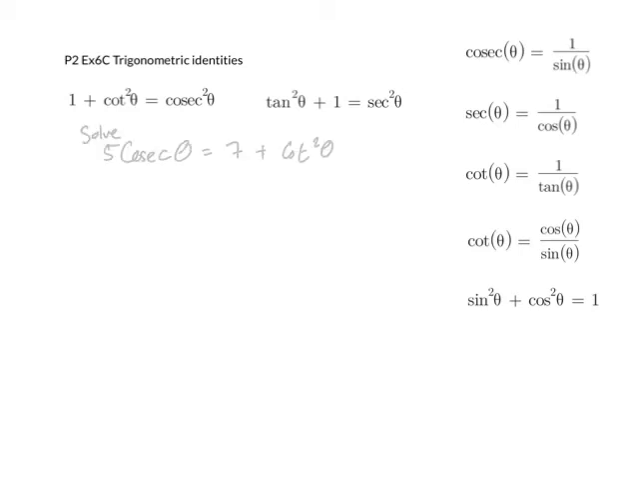Okay, final example. This is a quadratic trig question in disguise. First thing you've got to notice is that cosec and cot are both in the same identity. What you're going to do is change the squared term into cosec squared, and that's going to give us a quadratic in cosec. We will then solve for cosec by factorising.